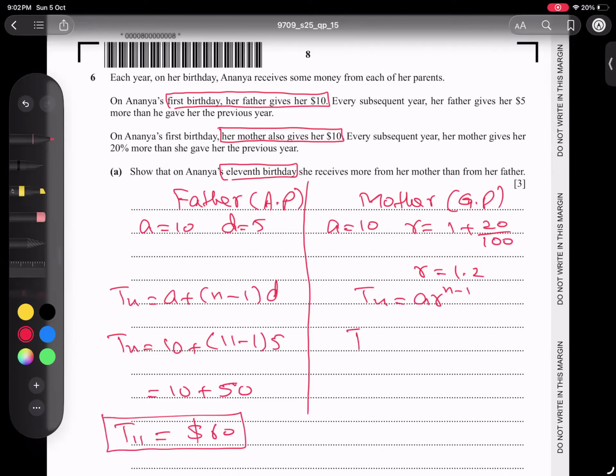So let's try to do the second one. First term is 10, common ratio is 1.2, and power is 11.